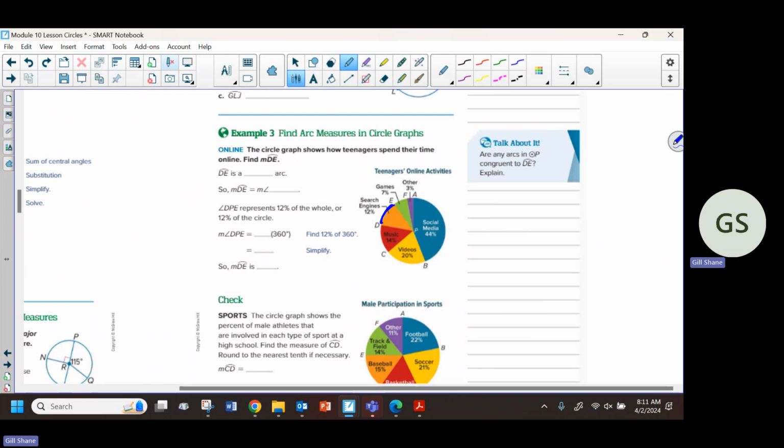What is that blue arc? What percentage of the circle? Not what percentage out of 100. What percentage of the circle? So what do I do?